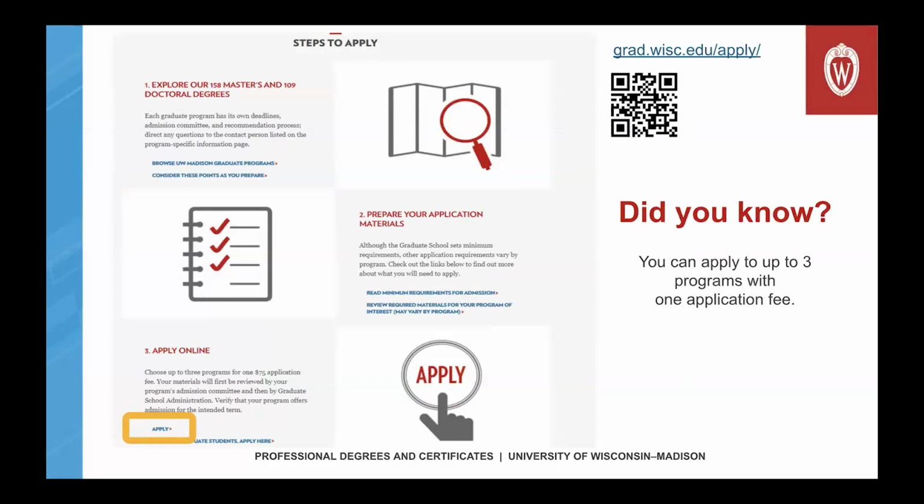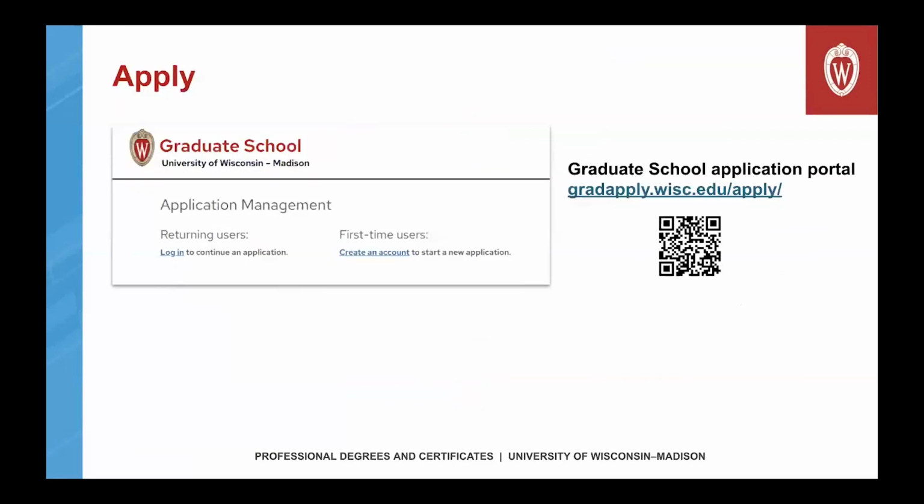Before we move on to our next slide, I want to mention that you are able to apply to 3 graduate programs at UW with 1 application fee. You will then be sent to the application portal. You will either sign in if you have applied in the past, or create an account if this is your first application.